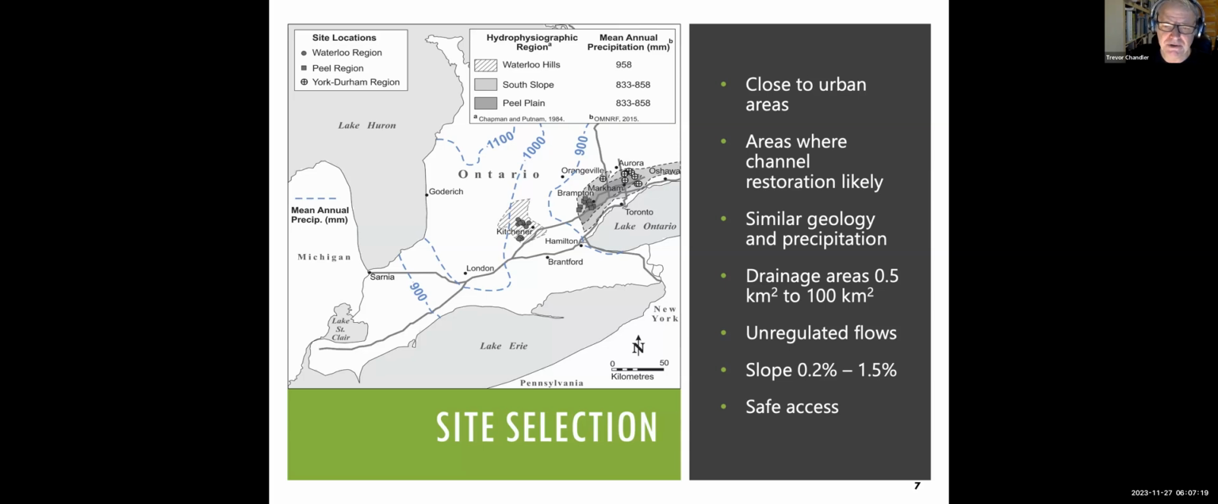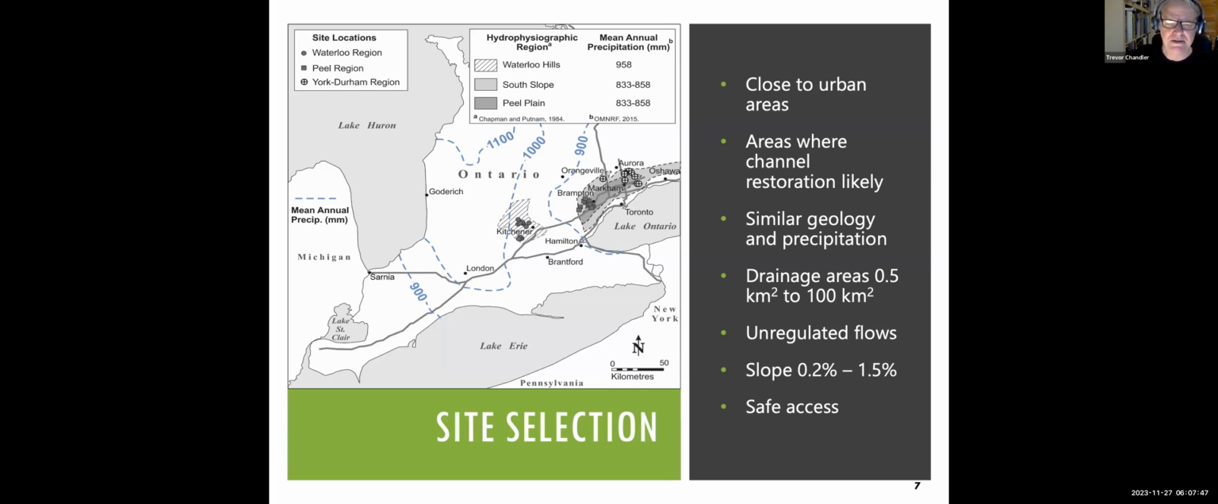They tend to be smaller creeks flowing in urban areas, oftentimes. So we just didn't want to assume that the existing regional curve for big watercourses would extend down to these smaller ones. So we chose creeks that had unregulated natural flows, slopes generally kind of 0.2 to 1.5%. And of course, we had to be able to get at these sites safely so we could collect our measurements.